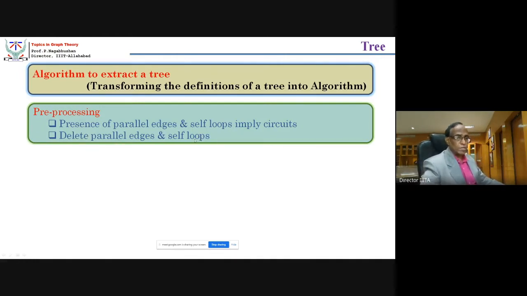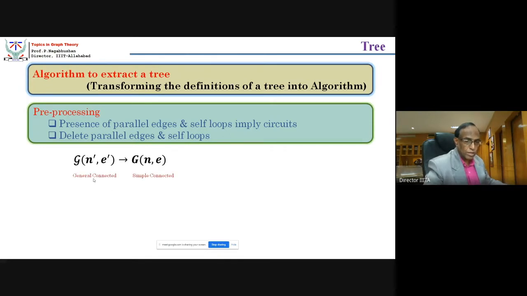That is the first pre-processing that we have got to do. So if a general graph is given to you, convert it to a simple graph. That is the first work. So a general connected graph is converted into a simple connected graph. Which simply means if a general incidence matrix is given, convert it into a simple incidence matrix. If a general adjacency matrix is given, convert it to a simple adjacency matrix.